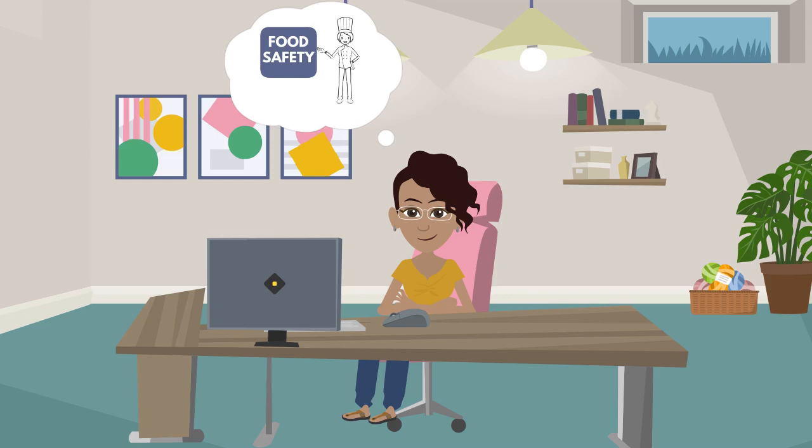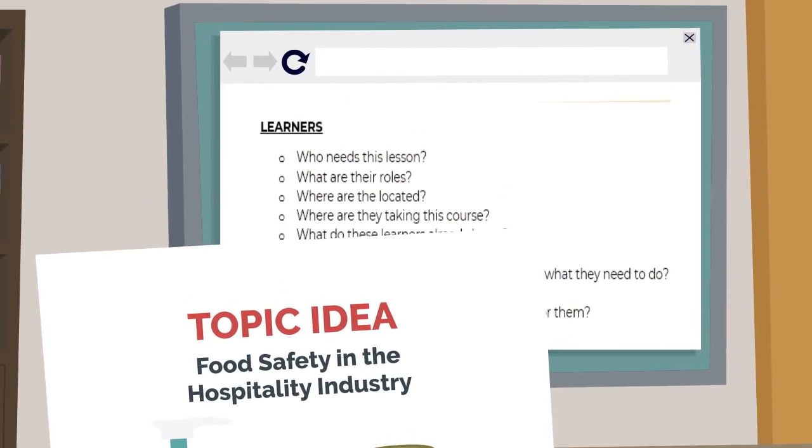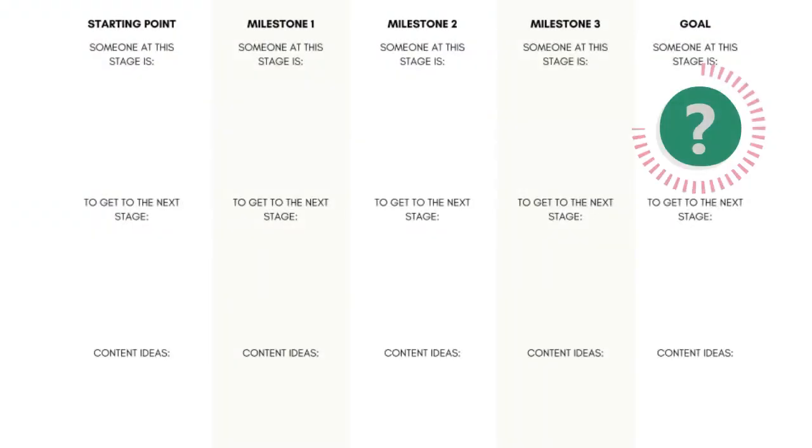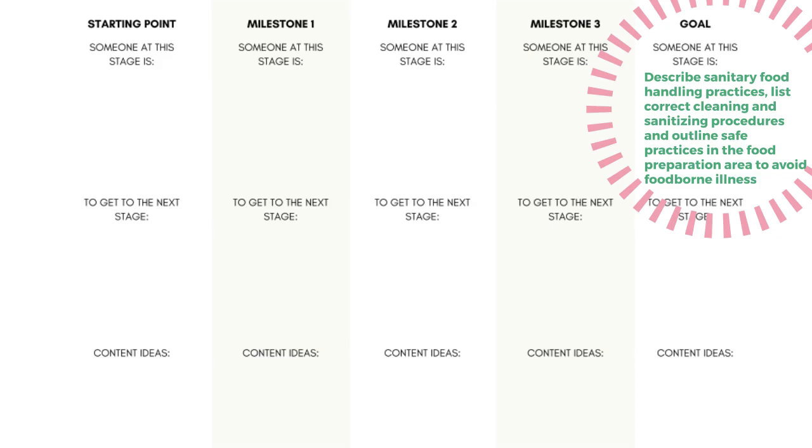By now, you have a topic and a profile of your learner. It's time to work backwards to design the blueprint for your course. What is the end goal of your training?